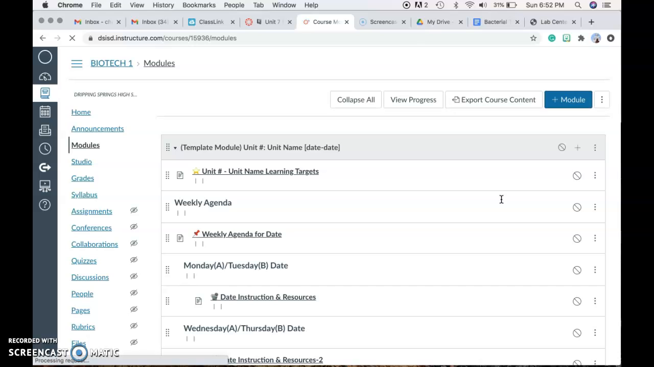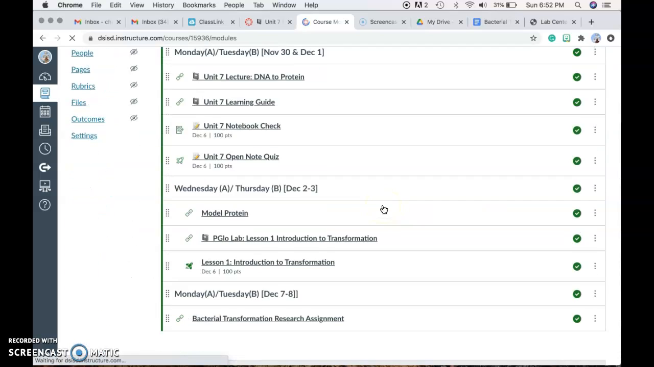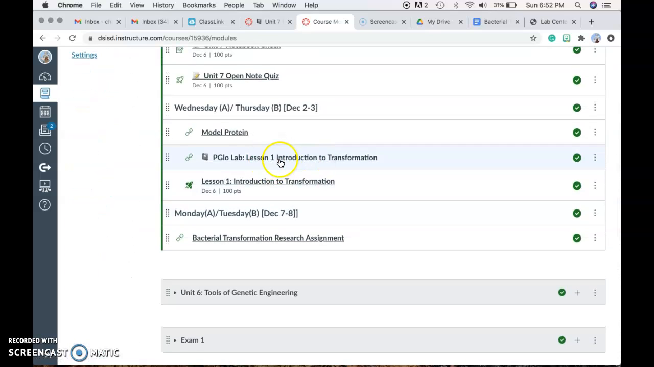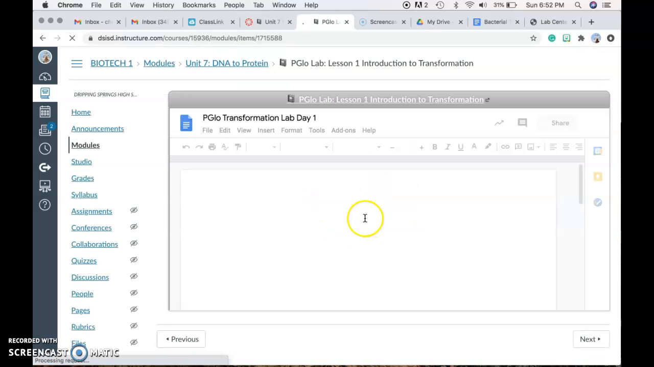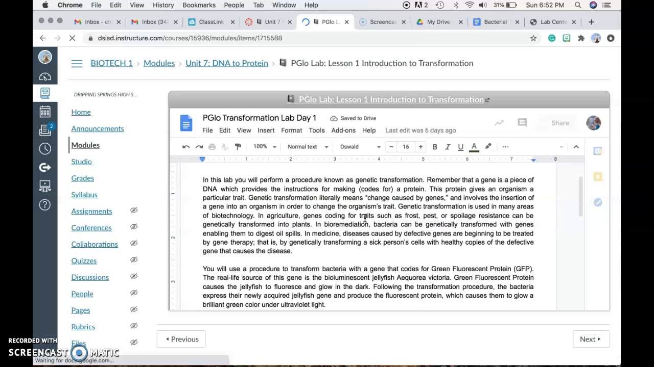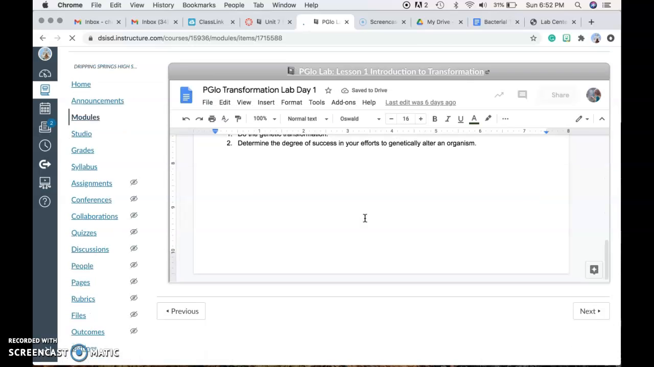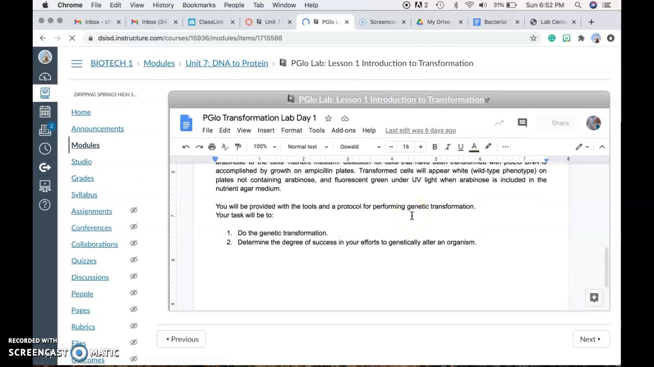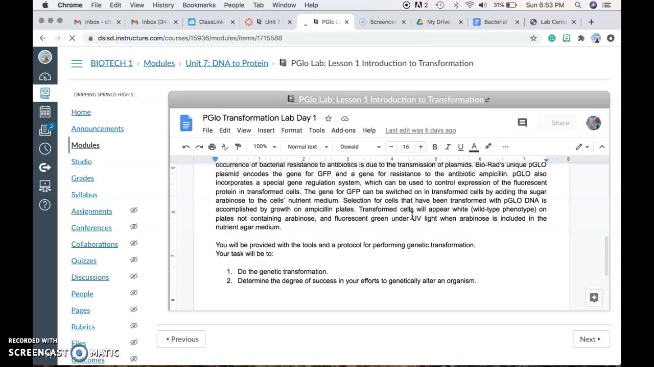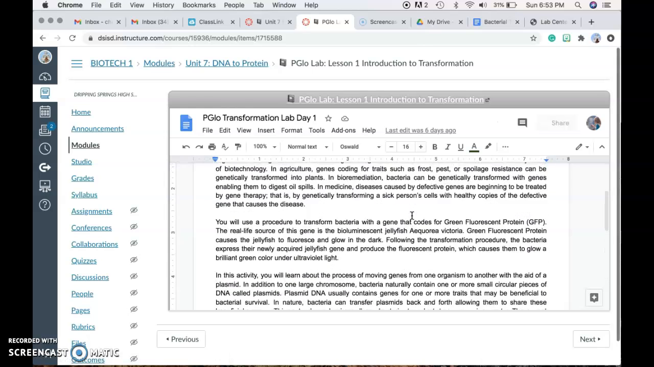Next is this P-glow transformation lesson 1. So this is the background information to the lab that we are going to be doing. I just want you to read over this information. You don't really need to do anything with this piece of paper.